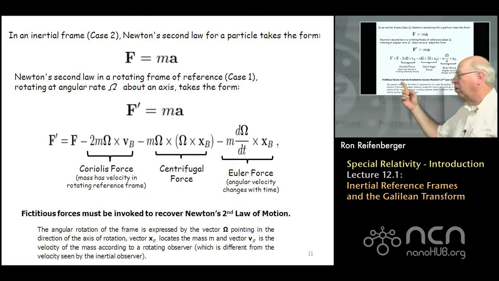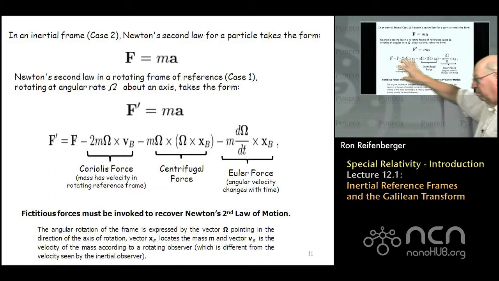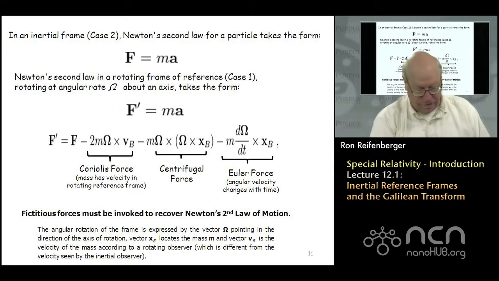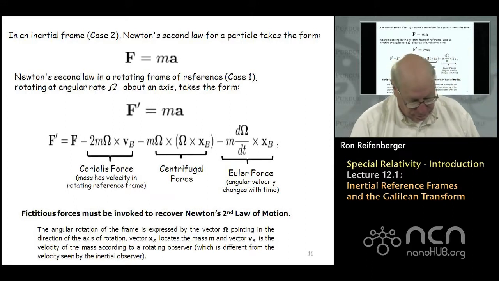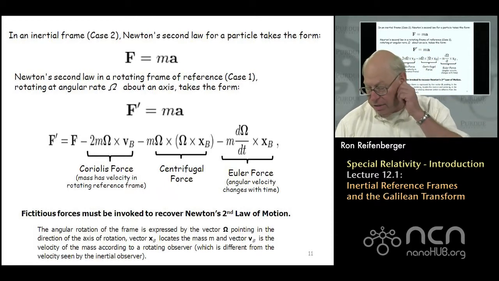So these are the Coriolis force, the centrifugal force, and the Euler force. And in this case that we're dealing with, the Euler force is 0 because the angular velocity is assumed constant with respect to time. So, much more complicated equation of motion in a non-inertial reference frame than in the inertial reference frame. That's the bottom line. That's what you have to take away from this discussion.